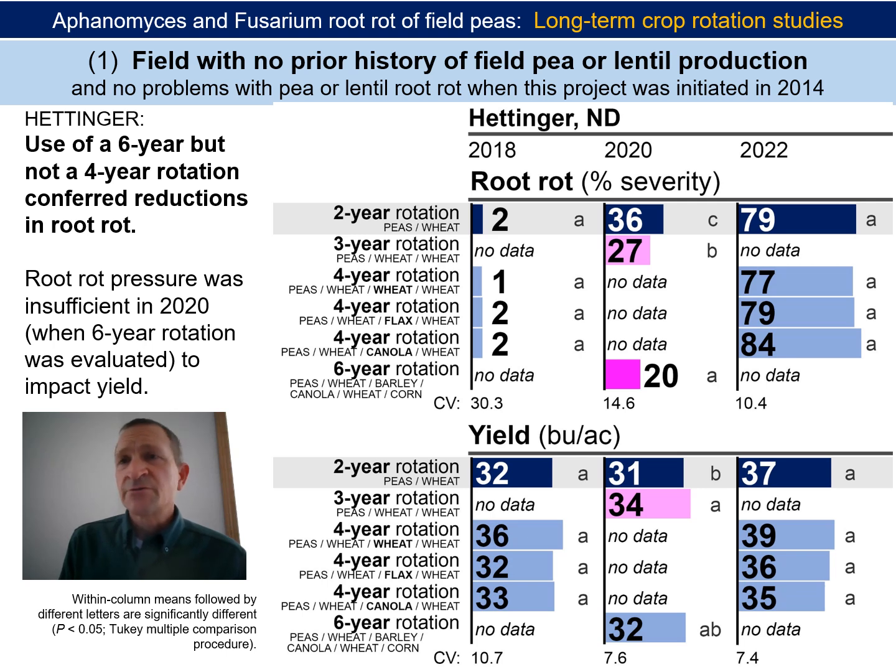I'd like to begin by discussing results from the Hettinger location. Now, we established this study on ground that had no prior history of pea or lentil production. The purpose of this study was to evaluate how crop rotation interval impacted the buildup of root rot. What you can see immediately by looking at these data is that we saw the best response to crop rotation interval when we moved to a 6-year crop rotation. It was the 6-year crop rotation that has, to this point in the study, facilitated a reduction in the buildup of root rot. The 4-year rotation has not facilitated a reduction in the buildup of root rot.